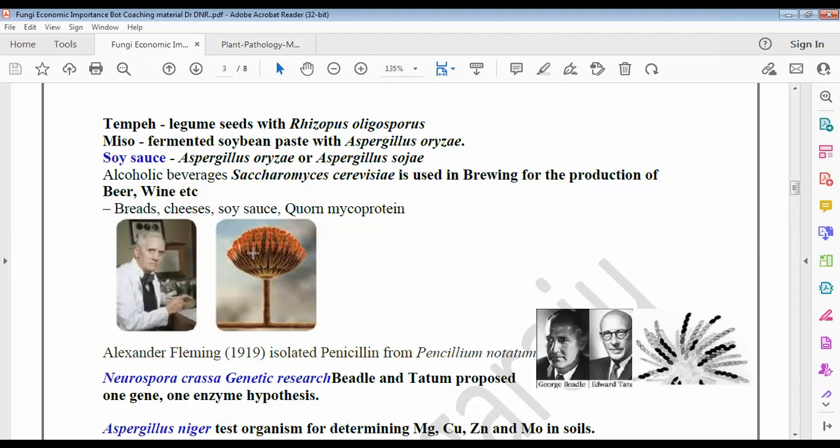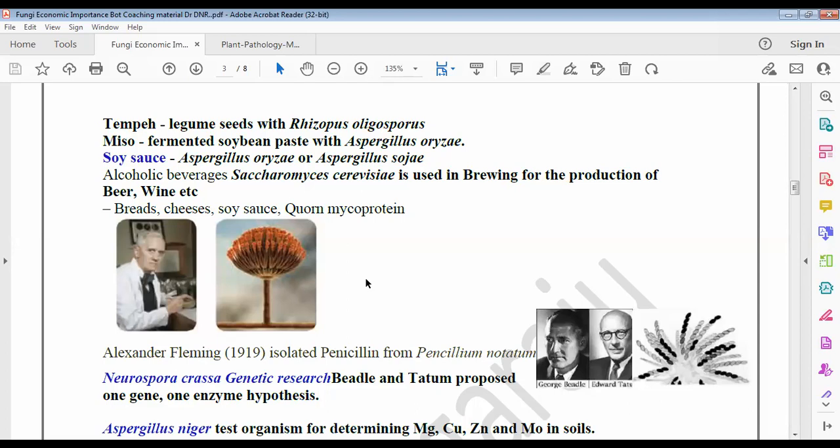You see the Penicillium structure, how nice it is. Penicillin was isolated from Penicillium notatum. Penicillin is a fungal product, not a bacterial, viral or algal product. Penicillin is prepared from Penicillium notatum or Penicillium chrysogenum.